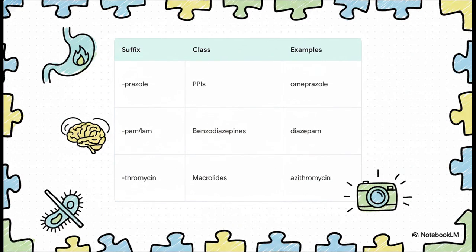And this pattern holds true across almost all body systems. In gastrointestinal meds, -PRAZOLE points straight to proton pump inhibitors, like omeprazole. In mental health, -PAM or -LAM signifies benzodiazepines, like diazepam or lorazepam. And for anti-infectives, -THROMYCIN flags macrolide antibiotics, like azithromycin. Locking these specific patterns in is going to save you on countless exam questions.